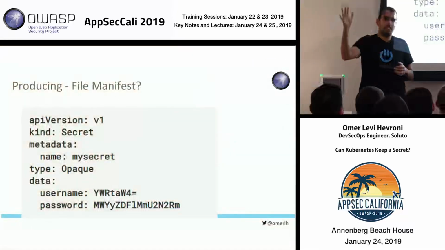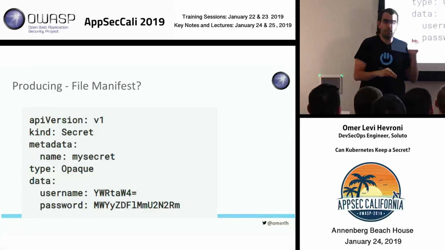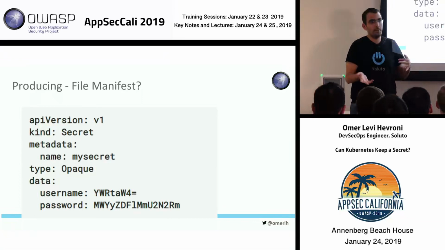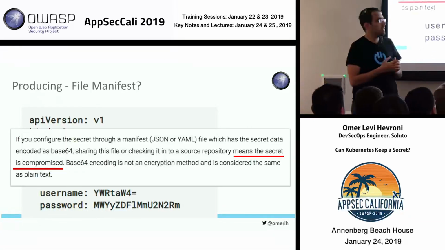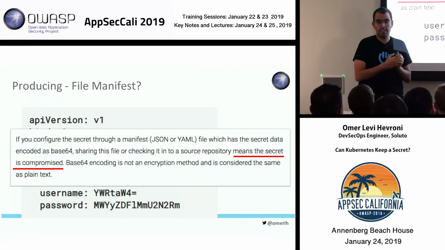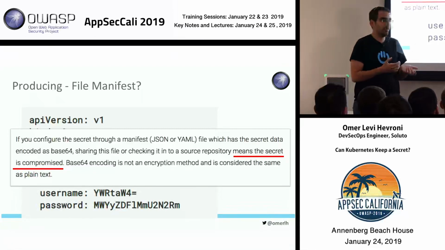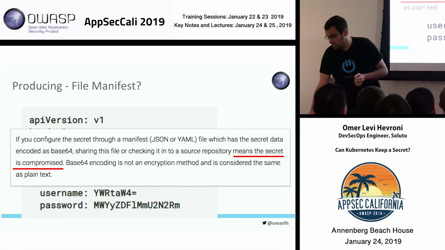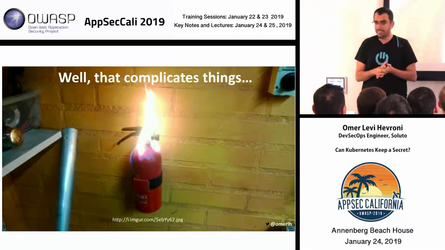Now, if you read the full documentation of Kubernetes Secrets, you get to the section called security, which no one besides an AppSec geek like me bothered to read. And they say very, very interesting things about how they make it secure. And then you get to this paragraph, which basically says, don't store secret manifest files in source control. It means they're compromised. And then we get to the line that I'm sure you all heard at least once in your life: base64 encoding is not encryption. That complicates things a bit, and we need to find an alternative.